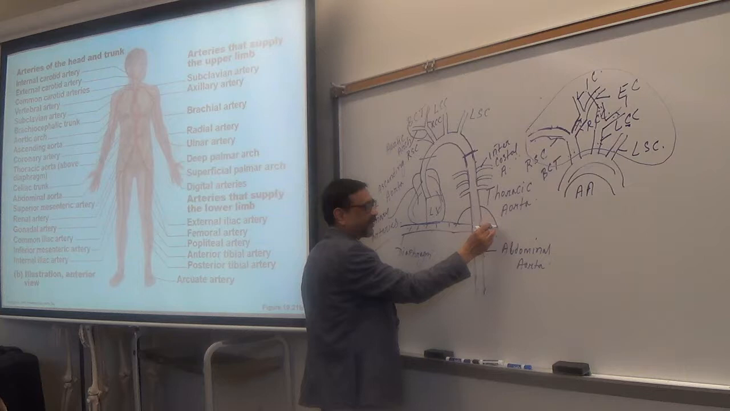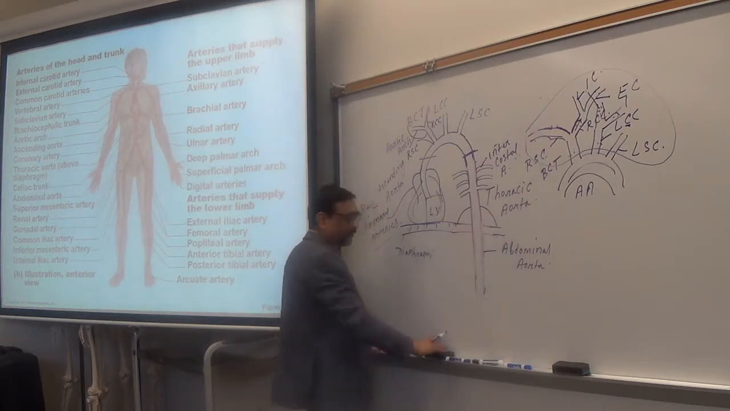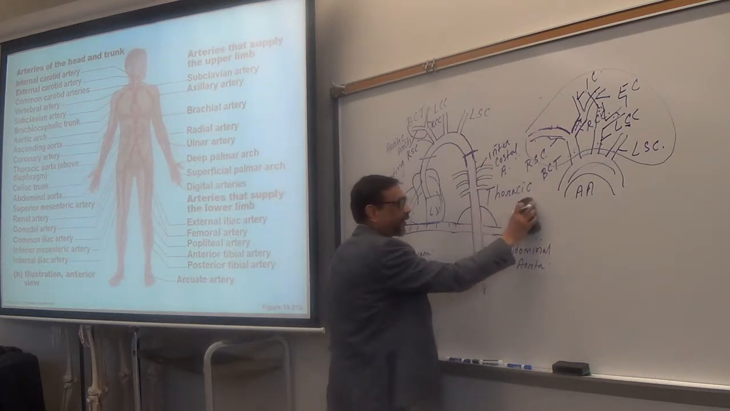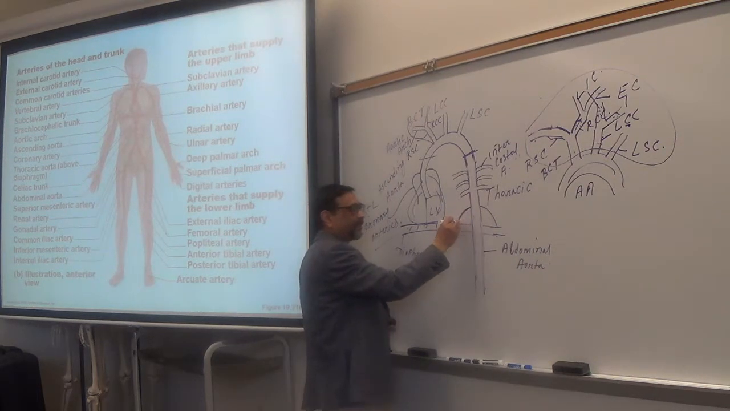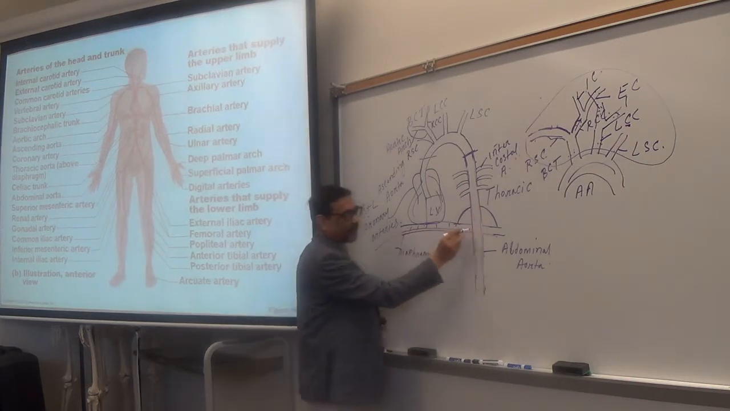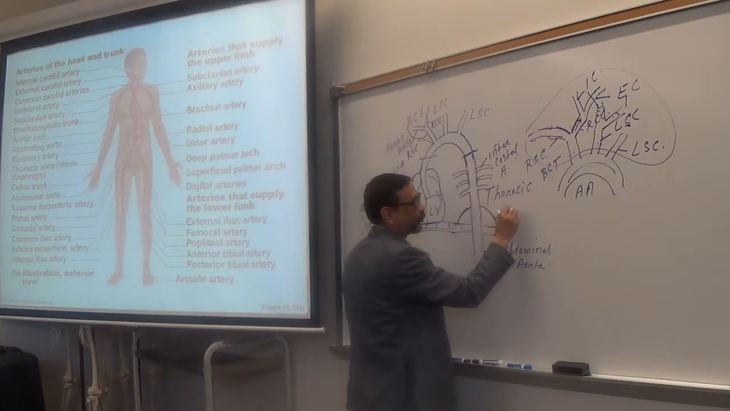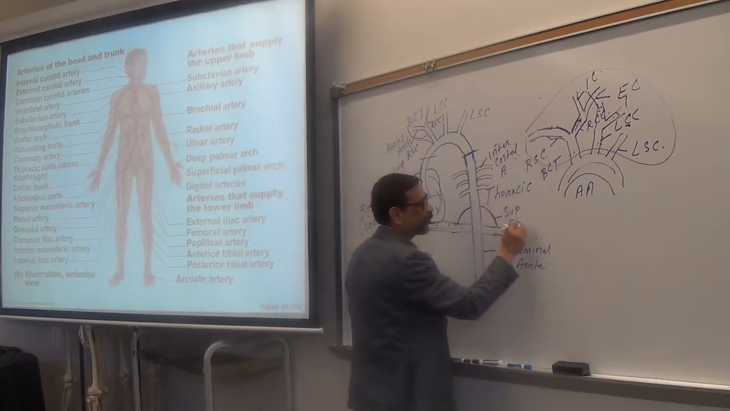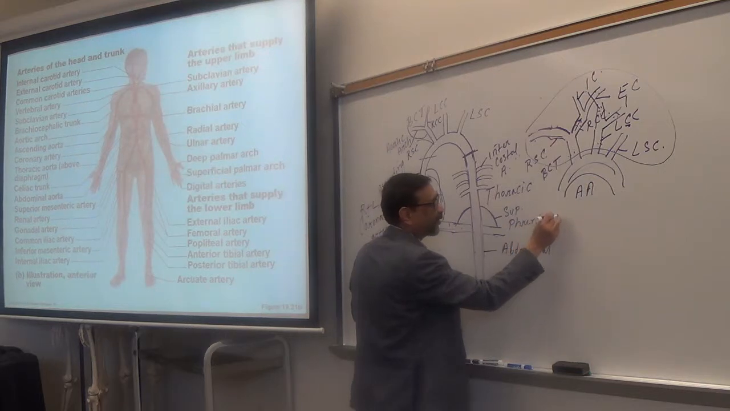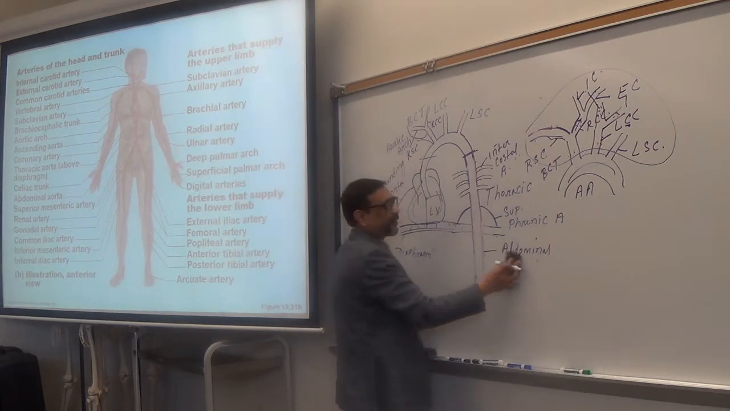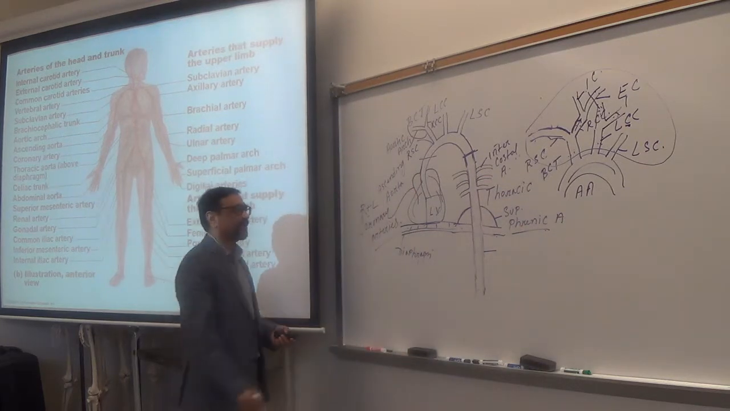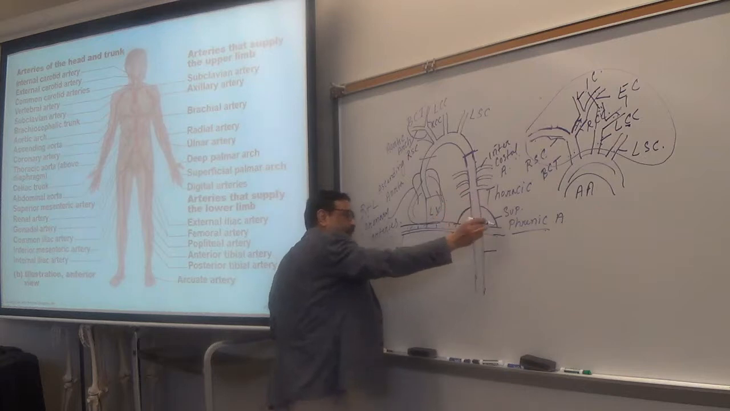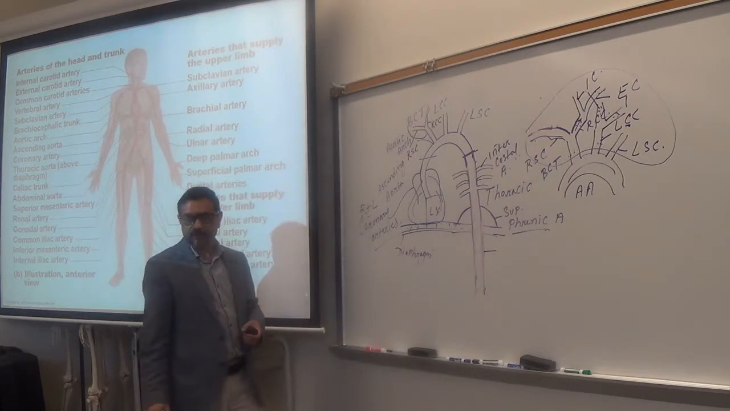Superior phrenic. Remember, the term phrenic indicates diaphragm. So you see, from thoracic aorta, these arteries arise and go to the diaphragm. This is the diaphragm, you remember? So these are called superior phrenic arteries. Phrenic indicates diaphragm. Okay? And since they are coming from above, they are called superior phrenic arteries.